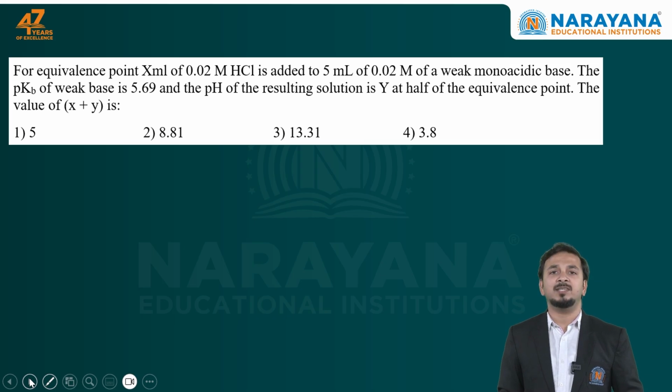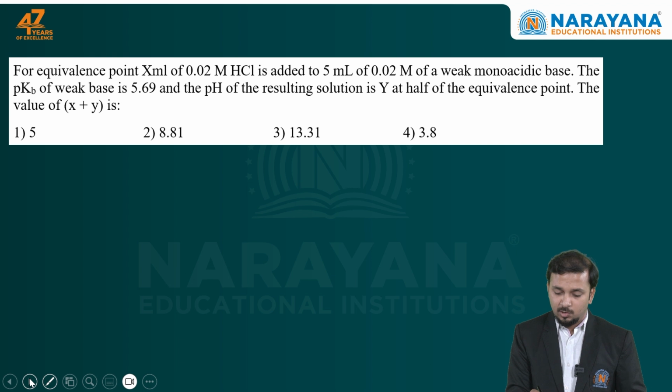Again in this we have to find two things. First, the volume of HCl which is used, and second, we have to find the pH of the resulting solution at half equivalence point. So again this is a slightly moderate question, or you can call it moderate to hard. Let's start with the first part.